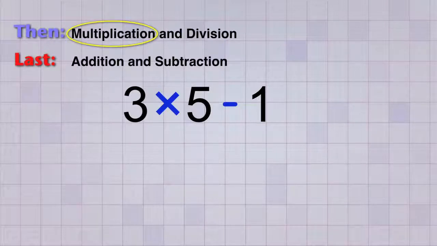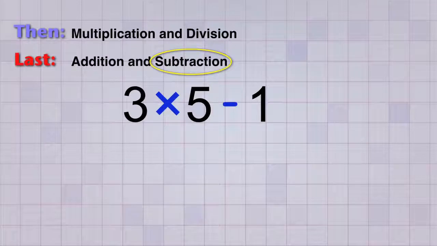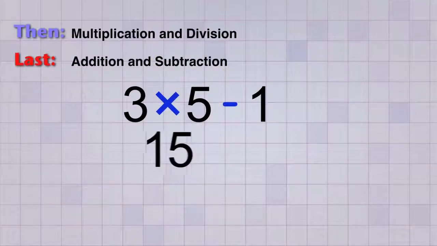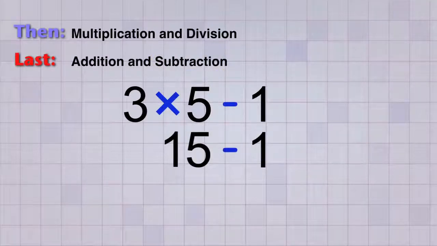What a surprise! Now let's try this one. 3 times 5 minus 1. Our rules tell us that multiplication is higher on the list than subtraction, so we do 3 times 5 first. And that gives us 15, and then we subtract the 1, which leaves 14 as our final answer.